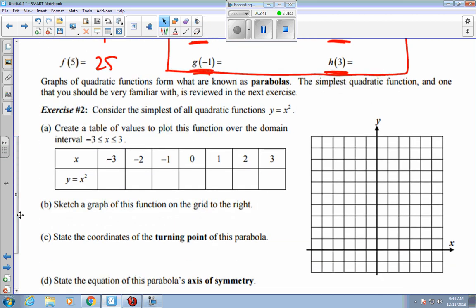Graphing. They're parabolas, x squared. They open up, they open down, depending on the leading coefficient. Now, the domain, you could have a restricted domain. So in this case, you have a restricted domain. So it's the simplest of all quadratic functions, y equals x squared. They want you to create the table of values and plot this function over the domain. Not out of line for them to ask.